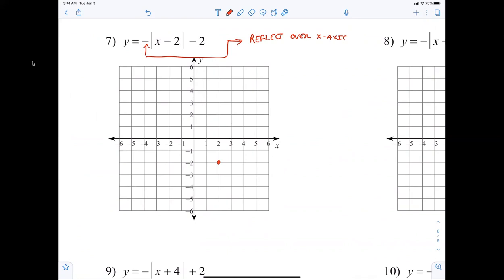So instead of the slope being 1, from there you go down 1 to the right 1, down 1 to the left 1. And now you draw the graph. And there you have it.